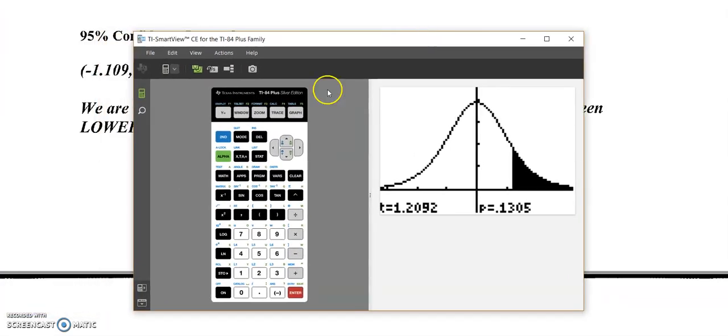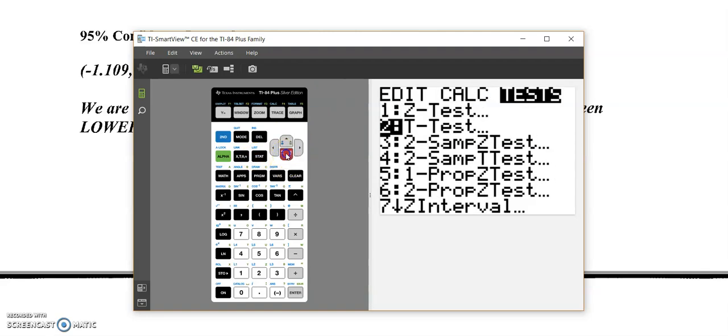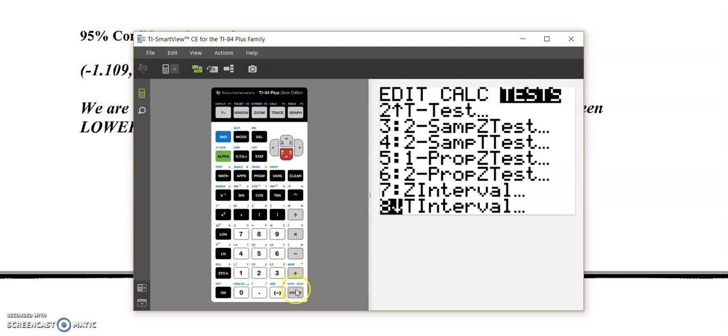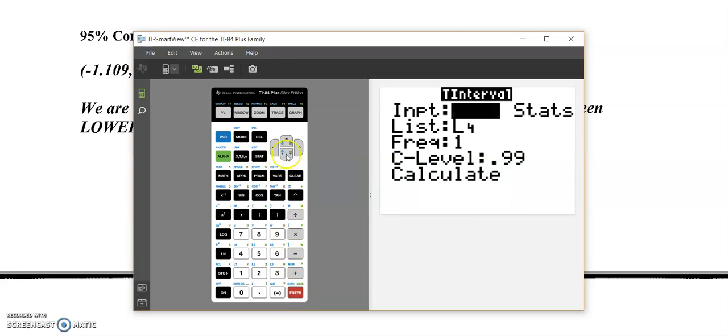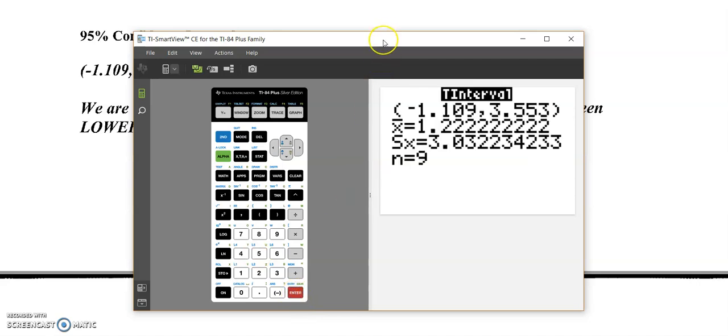So in the calculator, since we did a t-test, we're going to do a t-interval. So we go stat, to the right for test. We go down, down, down, down, down to number 8, which is t-interval. It is data, list 4, frequency, we leave at 1. We're going to change the C-level to 95, or make sure that it says 0.95. Push enter on calculate. The calculator gives negative 1.0109, comma 3.553, very close to what we got.